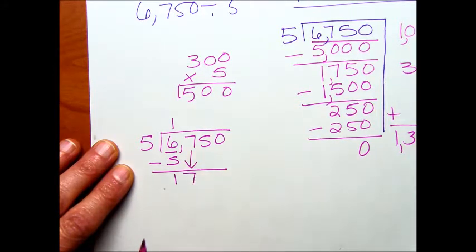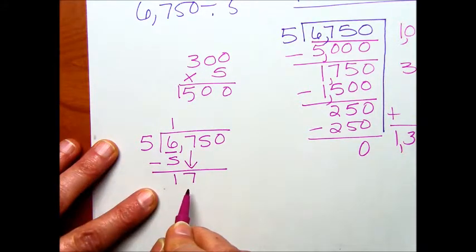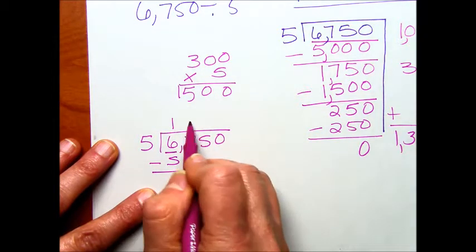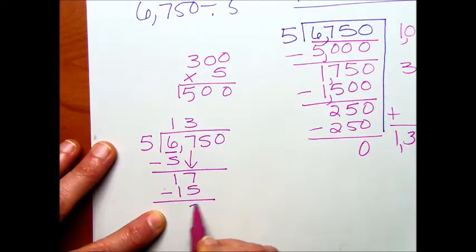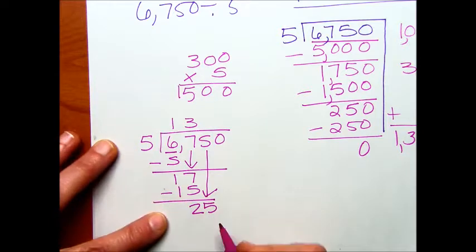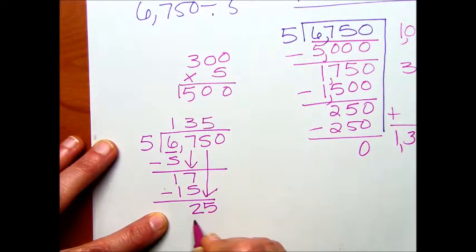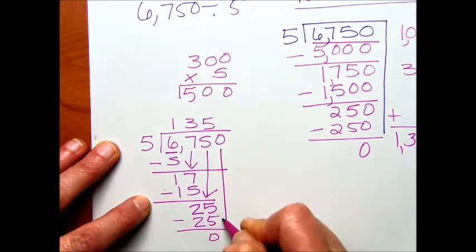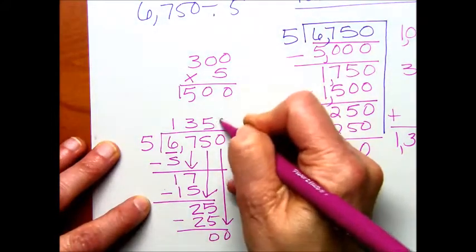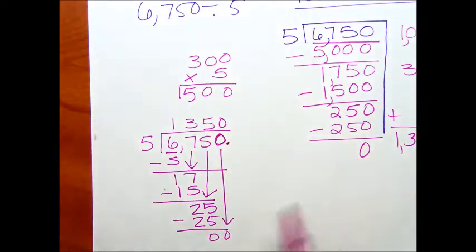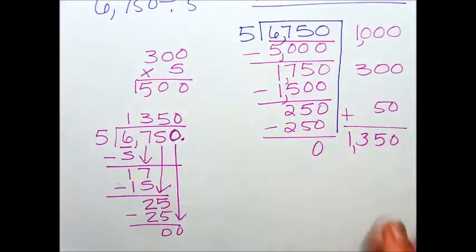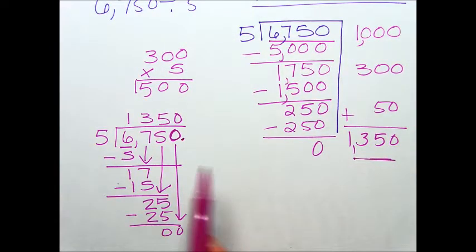Bring down the 7. 5 goes into 17 3 times, because 3 times 5 is 15. Subtract, we get 2. Bring down the 5. 5 goes into 25 5 times, and that's going to be exactly 5 times. And then we bring down the 0. We've got to put a 0 here because this is the last digit in our number. And sure enough, we get the same answer. Okay.